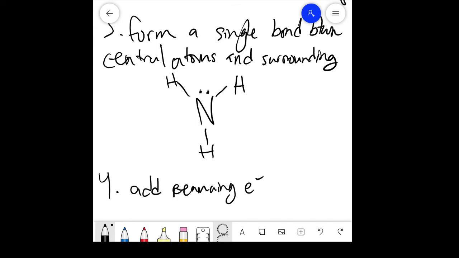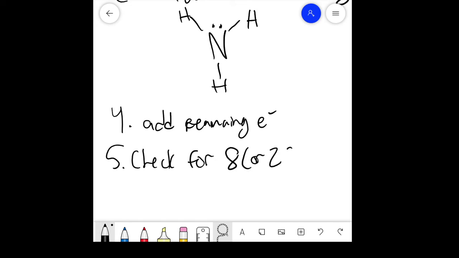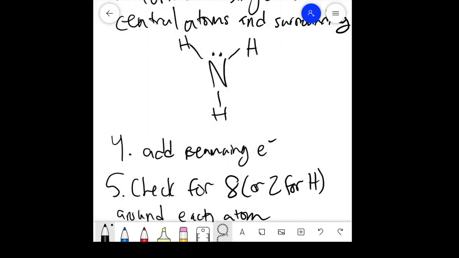So now that we've done that, we need to check for 8, or 2 for hydrogen, around each atom. So we see hydrogen has, this is 2, 2, 2, 2, and nitrogen has 8.